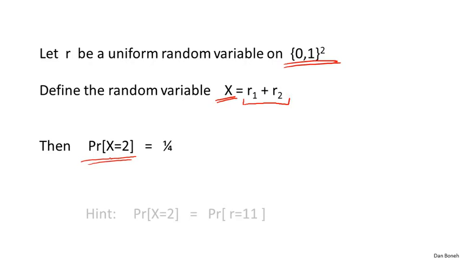It's not difficult to see that the answer is exactly 1/4, because the only way that X is equal to 2 is if R happens to be 11, but the probability that R is equal to 11 is 1/4, because R is uniform over the set of all 2-bit strings.